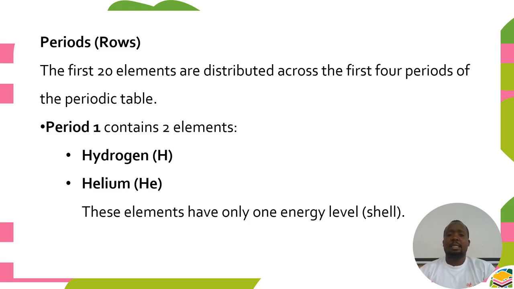We have period 1, which contains 2 elements, namely hydrogen and helium. So why are they found in period 1? It is because they have only one energy level or shell. Remember the importance of electron configuration? Yes, electron configuration will tell us the number of electrons and the number of shells.